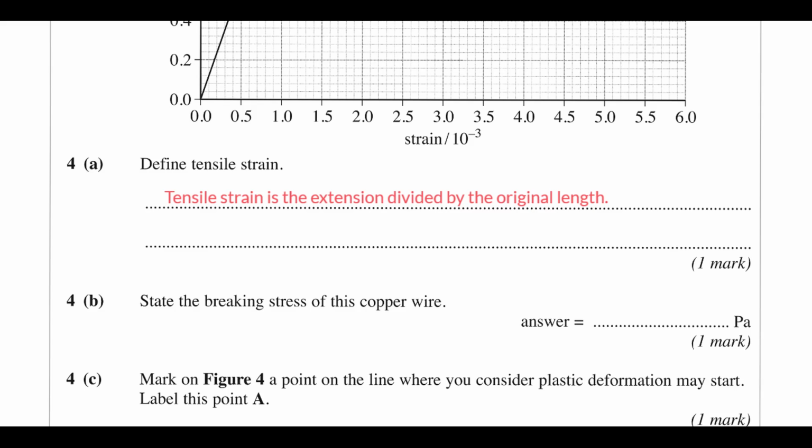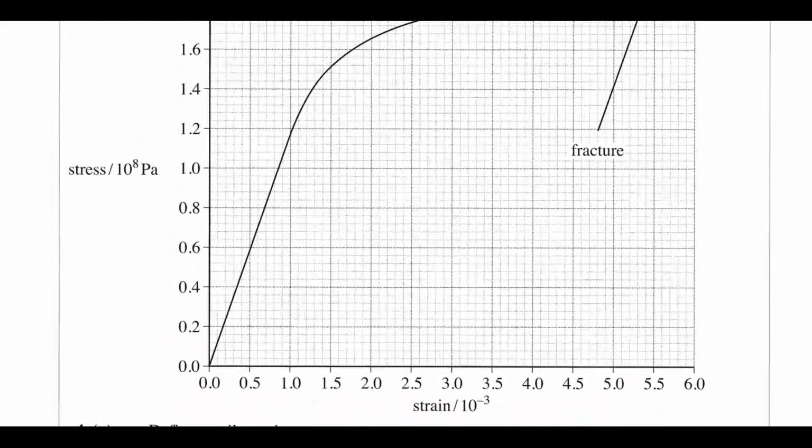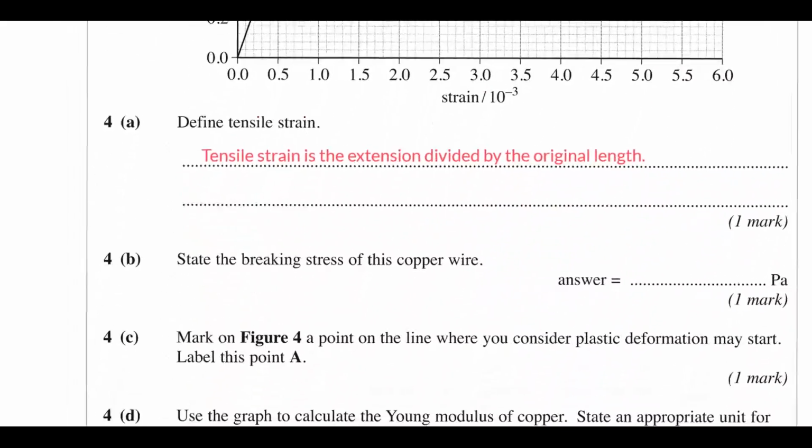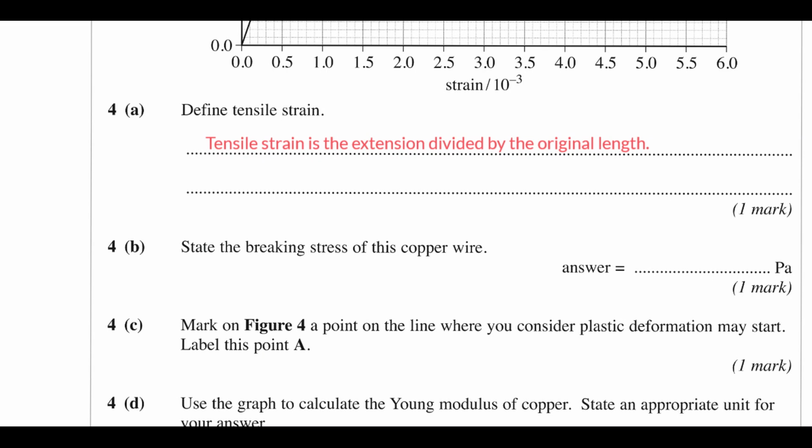So state the breaking stress of this copper wire. Breaking stress is the stress at which it fractures, which is up here. And then if we read across, that looks very much like 1.9 times 10 to the power of 8. So let's put that in there. 10 to the power of 8 pascals, or newtons per meter squared.